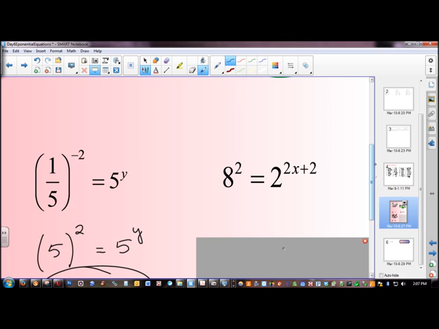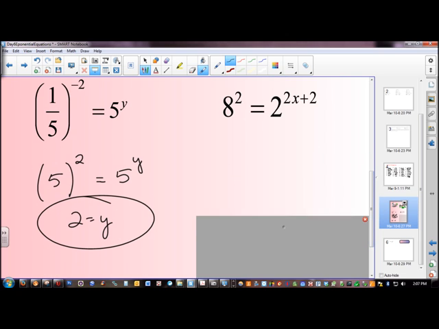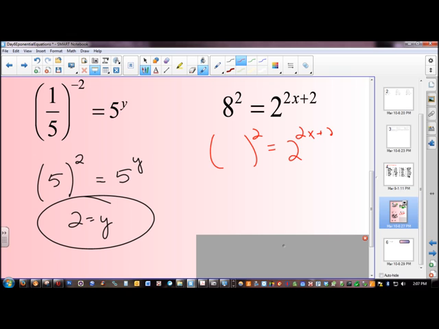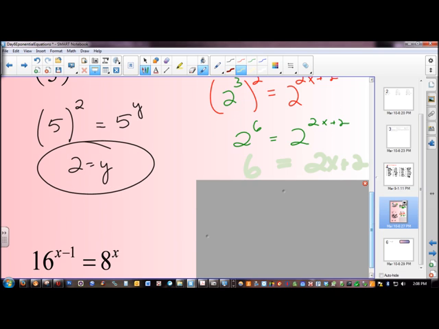Another example here. Again, looking for the same base. I'm in search of the same base. The question is, look at the smaller base. We'll leave that alone. We'll say, can we write 8 as 2 to some power? And you can. I'm going to bring everything else down exactly the way it was. And I'm going to change that 8 to 2 to the 3rd. When I rewrite this, 2 to the 6th is equal to 2 to the 2x plus 2. I will take those two exponents, the 6 and the 2x plus 2, set them equal to each other, and it'll be some pretty straightforward algebra from there.